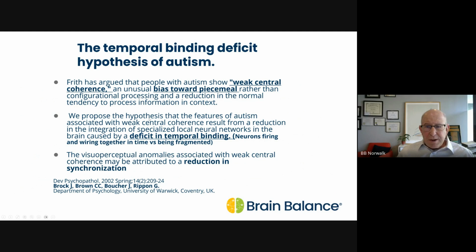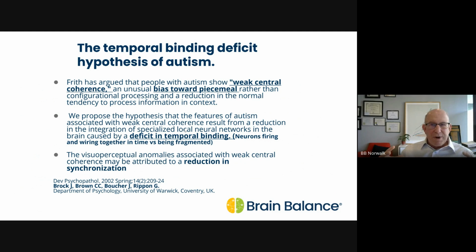Frith proposes the hypothesis that the features of autism associated with weak central coherence result from a reduction in the integration of specialized local neural networks in the brain caused by a deficit in temporal binding. Temporal meaning time. So the brain fires and wires at very precise times.